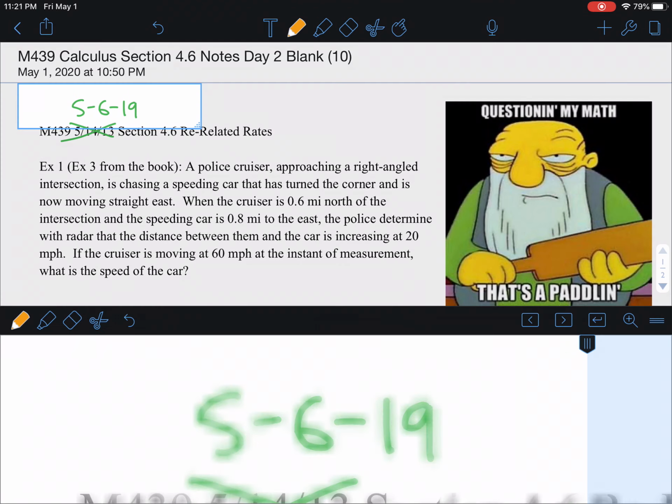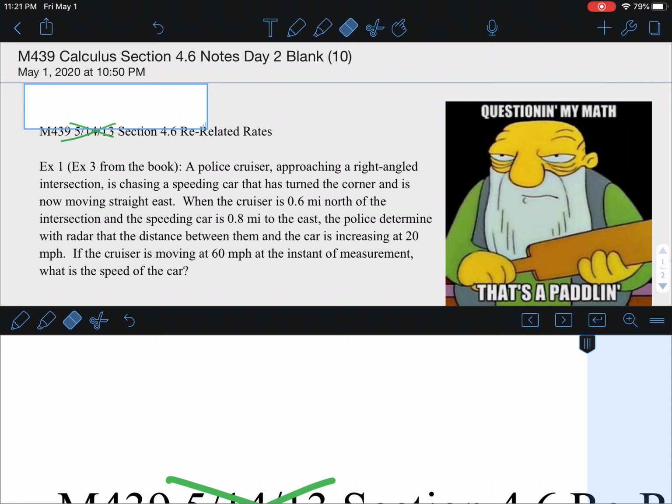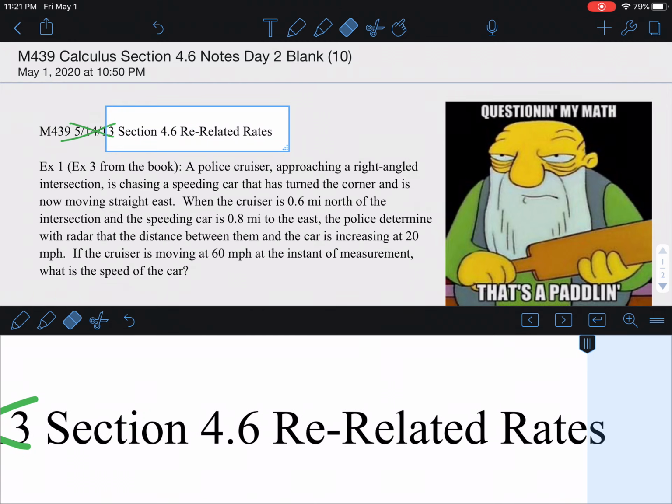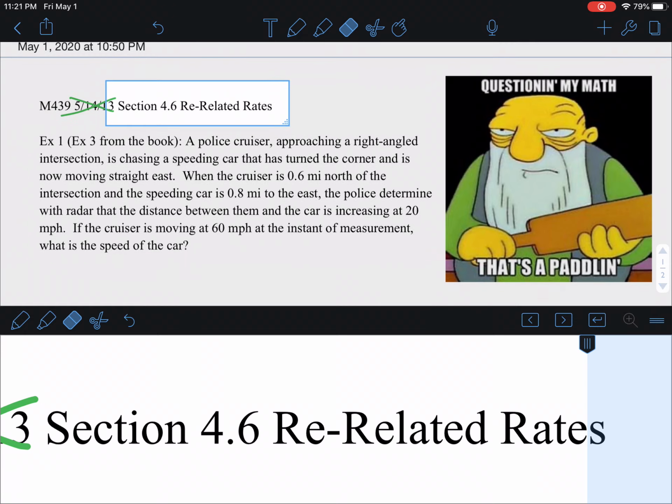All right. Ladies and gentlemen, welcome back to section 4.6. We are talking related rates one more time and for the final time. So let's get right to it.